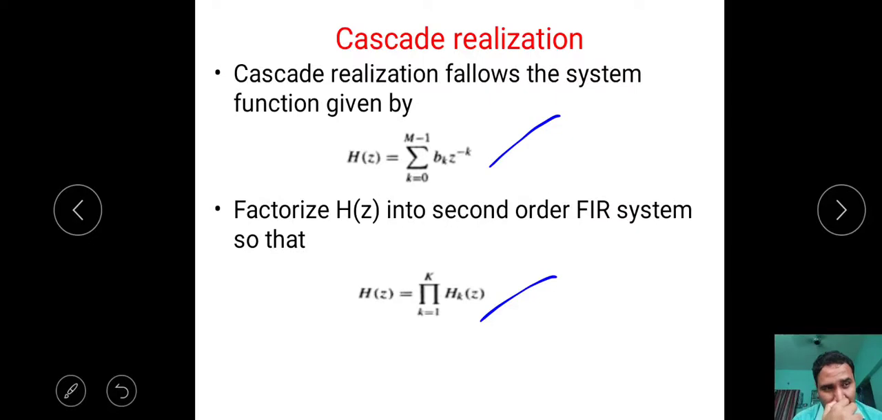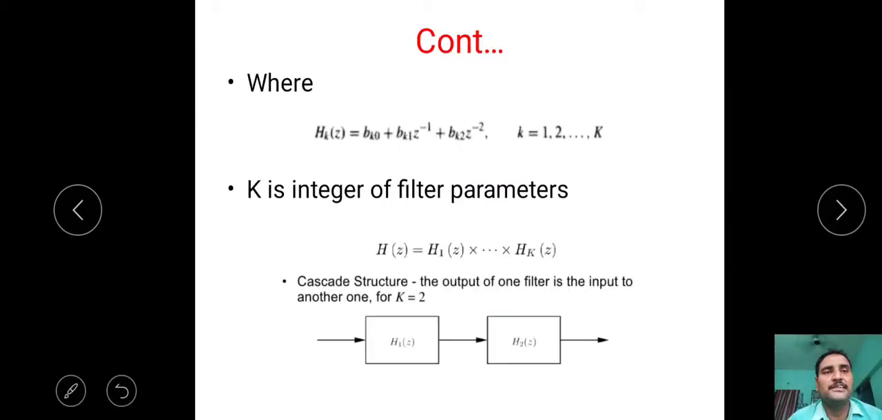That means H1 is designed by using direct form realization, H2 is designed by using direct form realization, H3 is designed by using direct form realization. Finally, we have to connect all those subsystems in cascade form. If we realize all those systems in cascade form, that is called cascade form realization. Like this, we have to multiply H1(z), H2(z) and Hk(z). Like this is a second order filter.